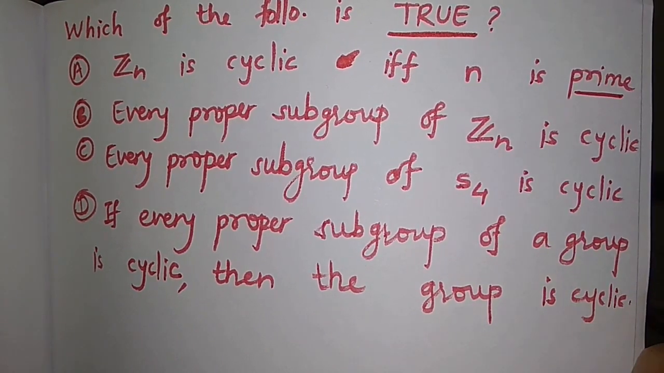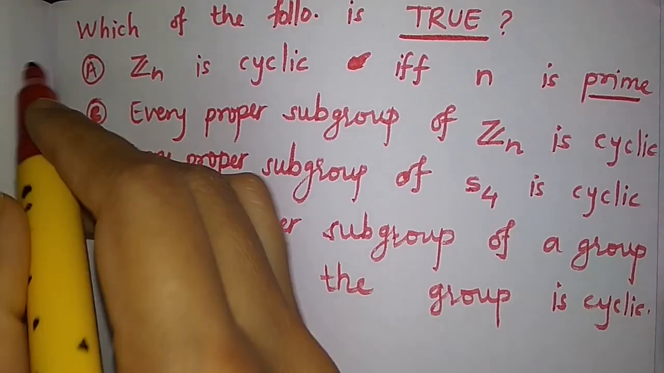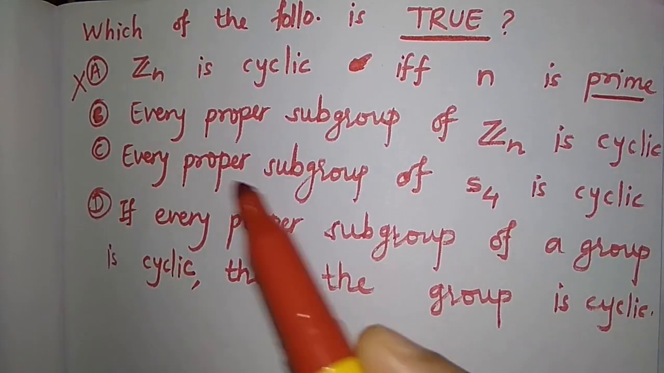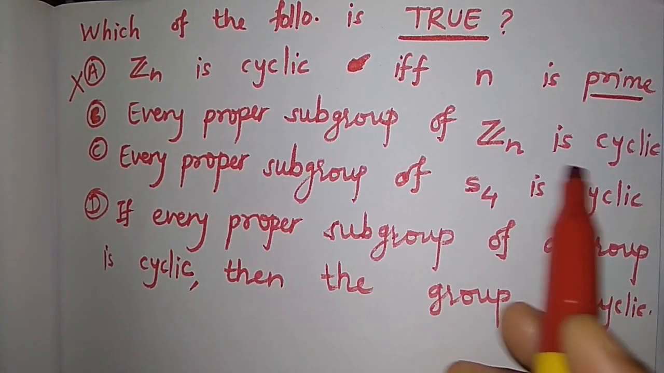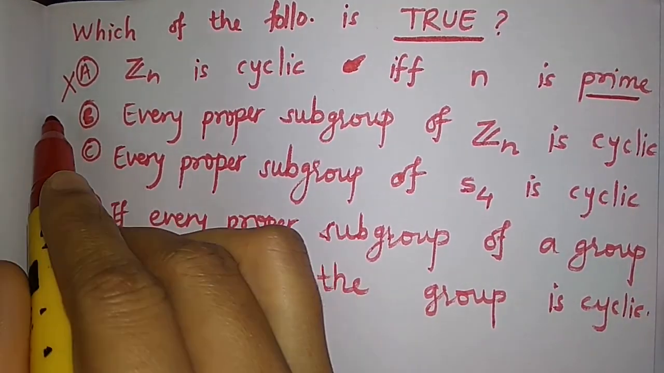This is false because Zn is always cyclic for any n. So this is not true. The second is every proper subgroup of Zn is cyclic. This is a well-known result. We know that this is true.